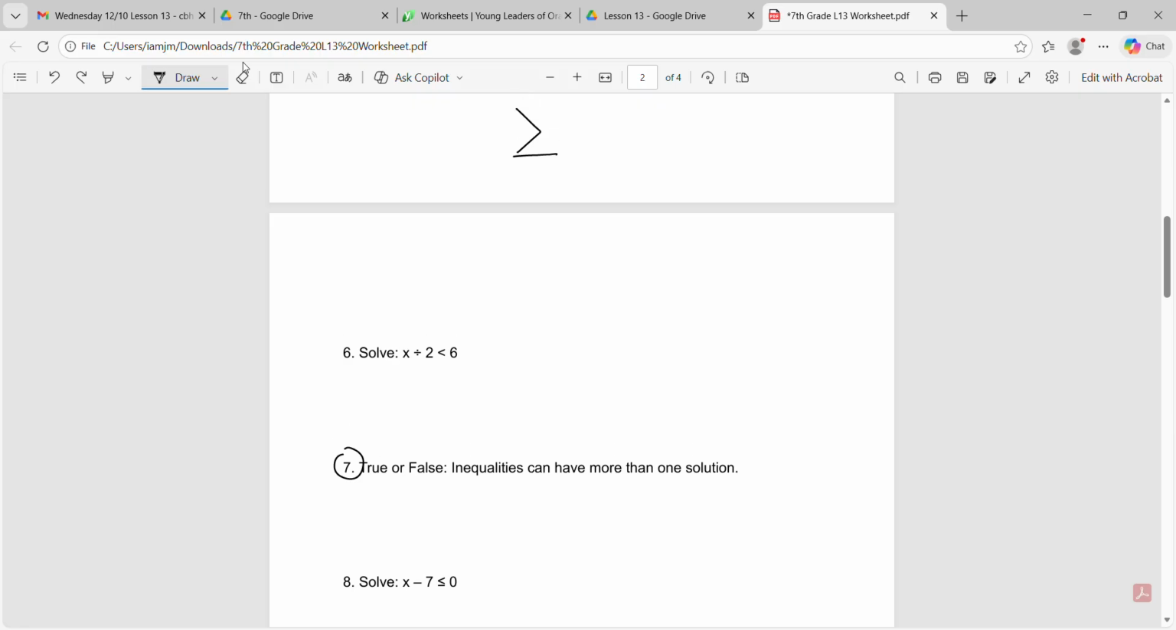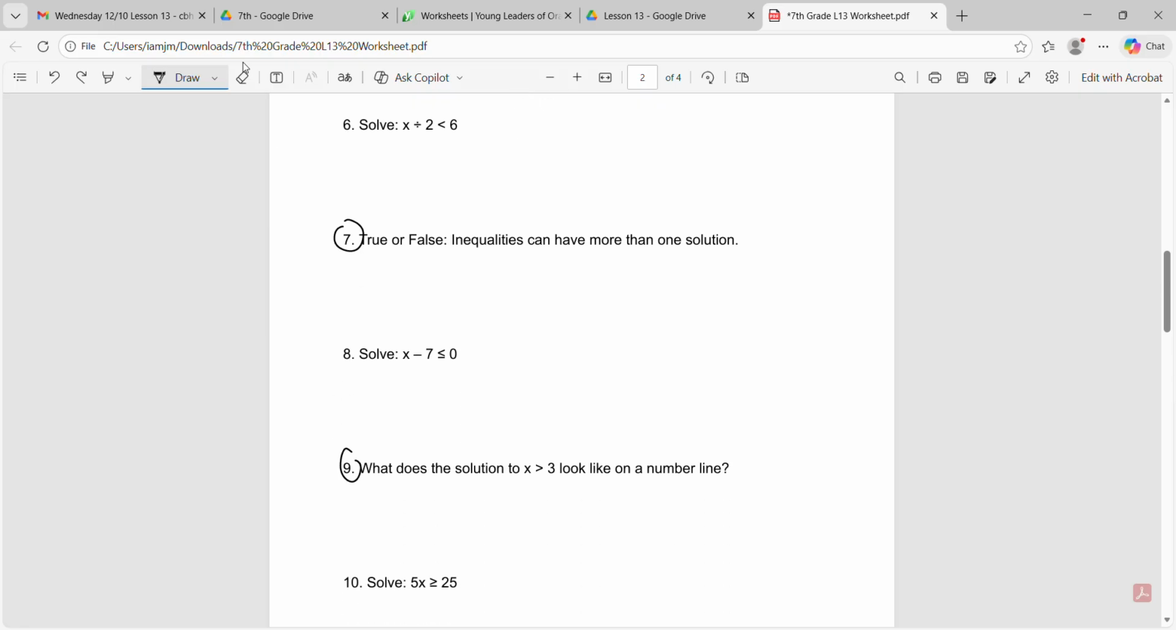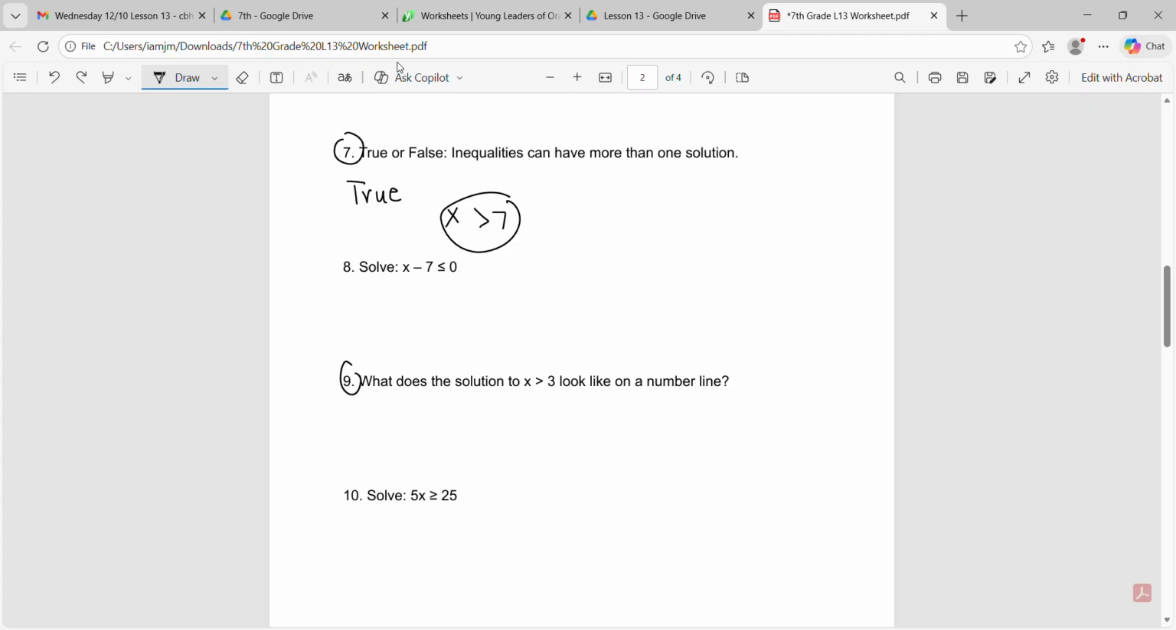Number 7, true or false. Inequalities can have more than one solution. For this one, it is true. This is because inequality signs show a range of answers. So it's different than the equality sign. It's not saying there's only one answer. It's saying that any answer greater than 7 can be a solution.